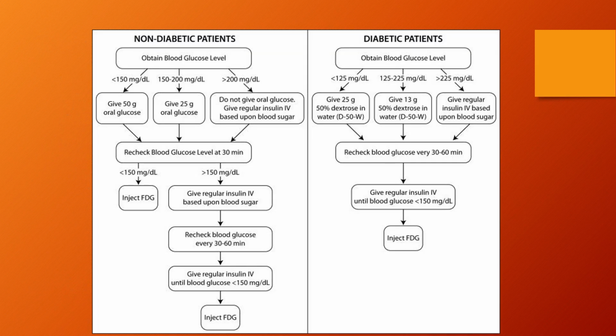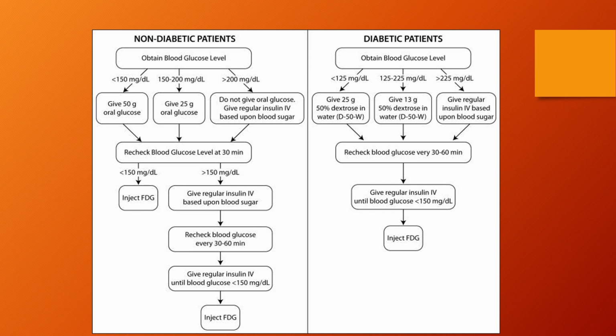This is an example of a glucose loading protocol. Notice it's different for diabetic versus non-diabetic, and it's very much dependent on their resting glucose levels. If their glucose is less than 150, you will give them oral or IV glucose and recheck it at 30 minutes. If it's 150 to 200, you give them a lower dose. But once their glucose is about 150 milligrams per deciliter, then you will inject the FDG. And notice if it gets too high, you can give the patient some insulin.